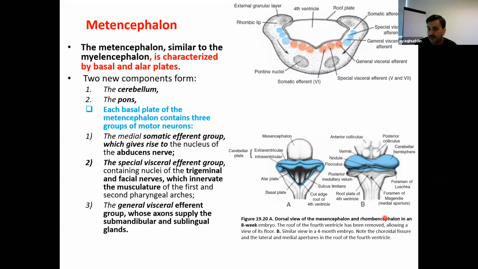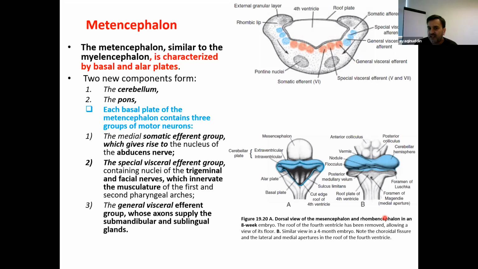There are two components which are going to come out from the metencephalon. One is the pons, and the other is the cerebellum. So the origination of the cerebellum also happens from the metencephalon.